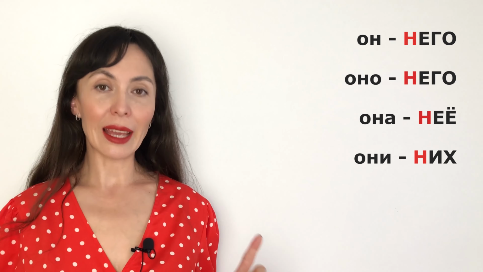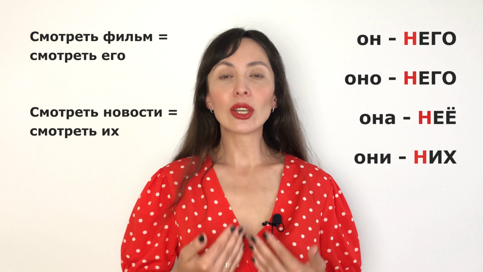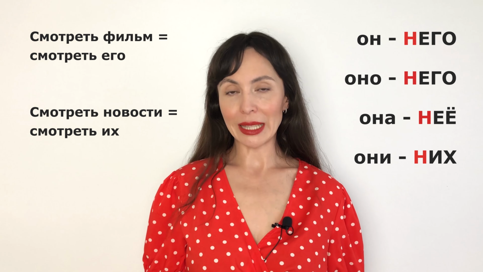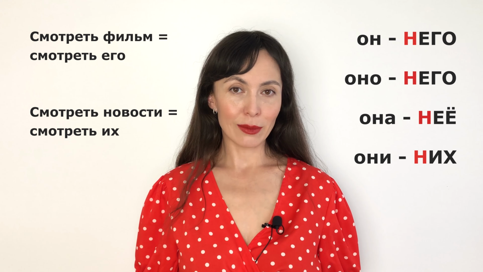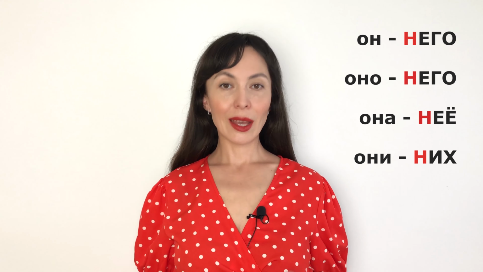Now these forms get the letter N at the beginning when a preposition is used. So, you can watch anything without a preposition. For example, смотреть фильм. Смотреть его. Смотреть новости. Смотреть их. But if you look at something, then you need to use the verb смотреть plus the preposition на plus the accusative case. Смотреть на.